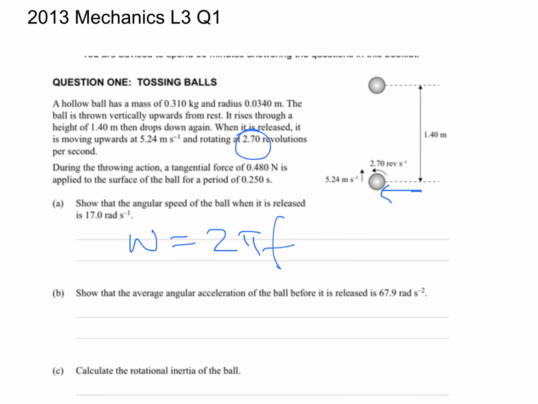B, show that the average angular acceleration of the ball before it's released is 67.9 radians per second squared. Again, pretty straightforward, except this time the trick is the rotational notation. So angular acceleration is the change in angular velocity over the change in time. We're given the time there, and we're given the change because it starts from rest. So it equals that 17, which we're going to substitute into there. The change in omega is 17.